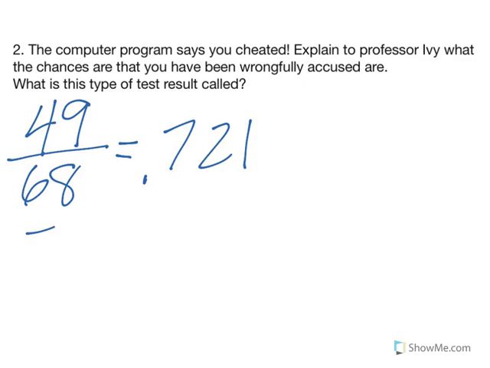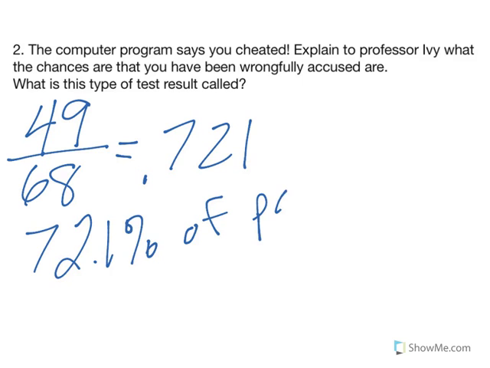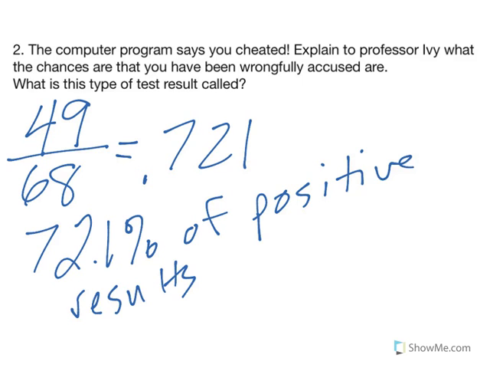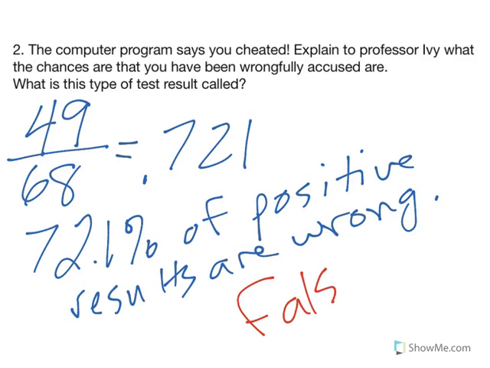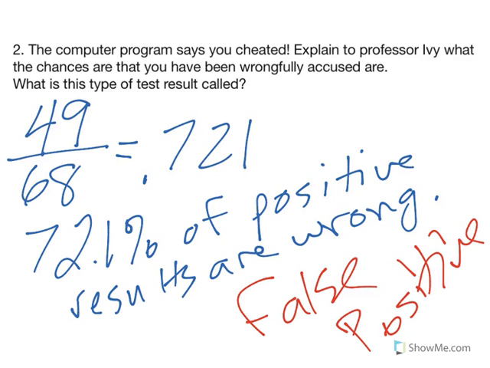So basically, 72.1% of positive results are wrong. All right, there's your argument to Professor Ivy. Now that doesn't mean she'll listen, but that's your argument. And what is this called, my friends? That is correct. This is called a false positive. Because you are being told that yes, you are the cheater, when in fact you are not the cheater.